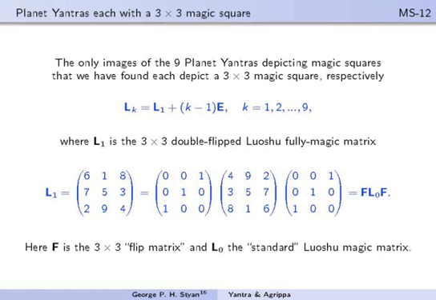The only images of the 9 planet yantras depicting magic squares that we have found each depict a 3 by 3 magic square, respectively L1, L2 up to L9 as defined there. And L1, you will notice, is a double flipped version of the standard Luoshu matrix there in the middle, 492, 357, 816. F is the 3 by 3 flip matrix, and we will be doing quite a bit of flipping in the rest of this talk, so that's a matrix to keep in mind. F for the flip matrix. L0 for the standard Luoshu magic matrix.